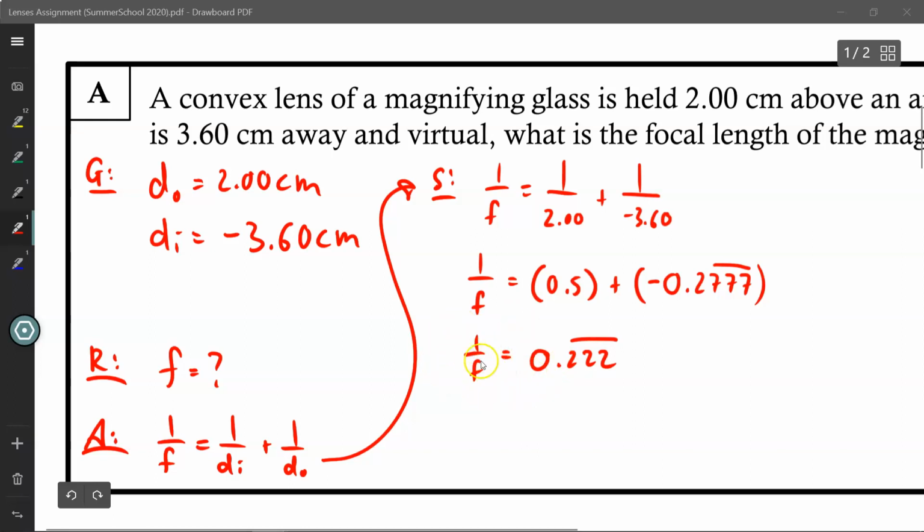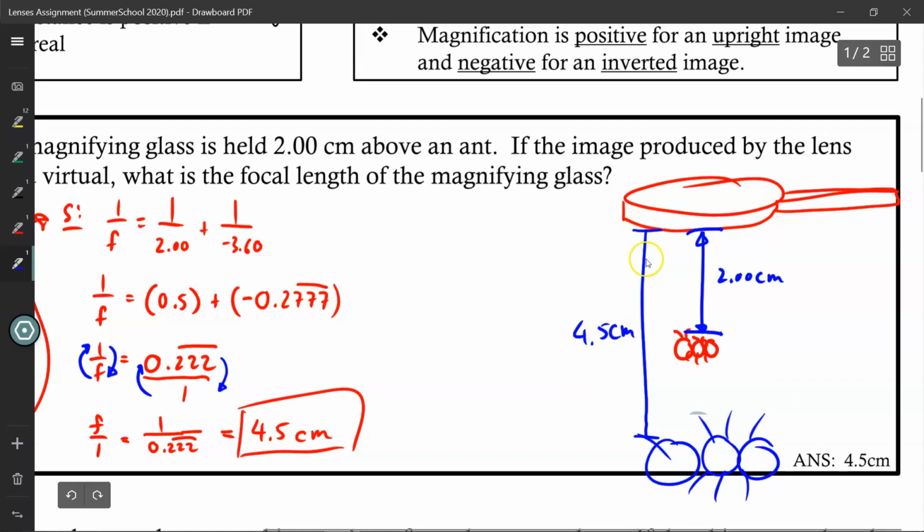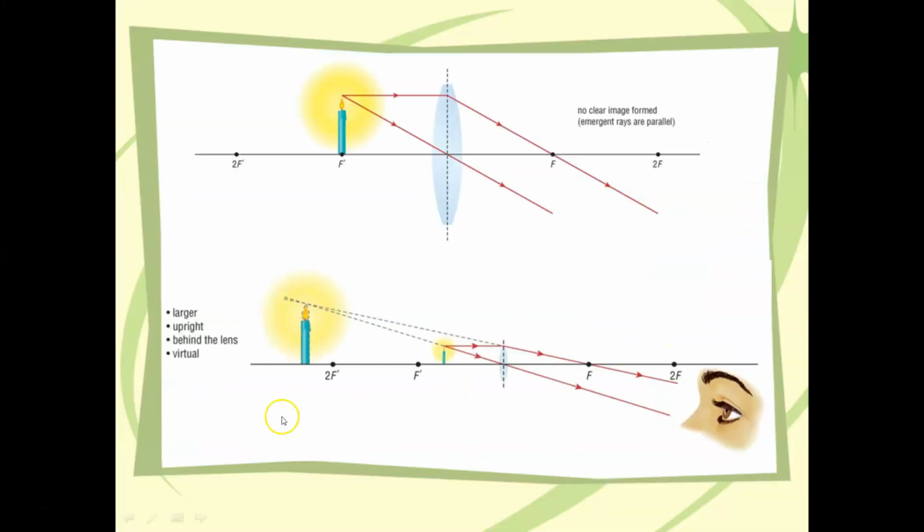But I'm not looking for 1 over f, I'm trying to solve for f itself. So I'm going to flip the numerator with the denominator, giving me the reciprocal, but because it's an equal sign, I must do the same over here. So f is equal to 1 over 0.2222. When I punch this in my calculator, I get 4.5 centimeters. So my image is 4.5 centimeters away from the magnifying glass, and it's much larger and virtual compared to the actual object. And that matches our theory that we learned yesterday.